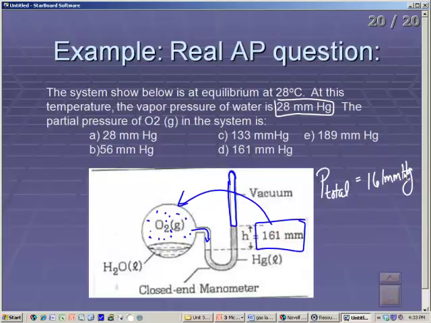But you need to remember what I showed you on the previous screen. Your water vapor is taken away from this total pressure. So 161 millimeters of mercury may be the total pressure, but you need to get rid of the water vapor. So you're going to subtract 28 millimeters of mercury. And when you do that, you will see that the answer is 133 millimeters of mercury, C.